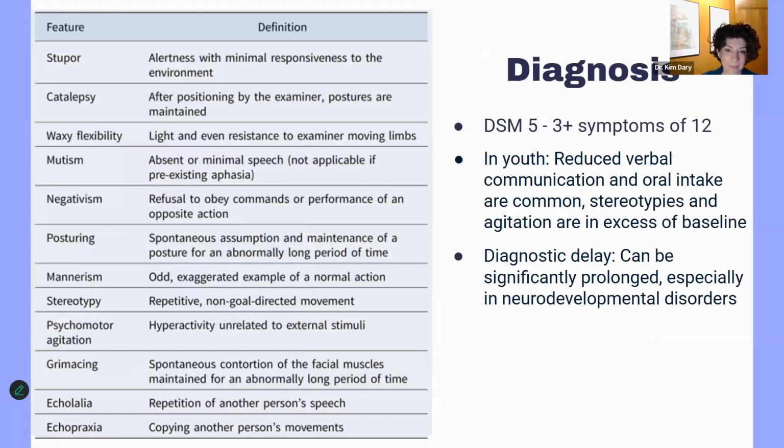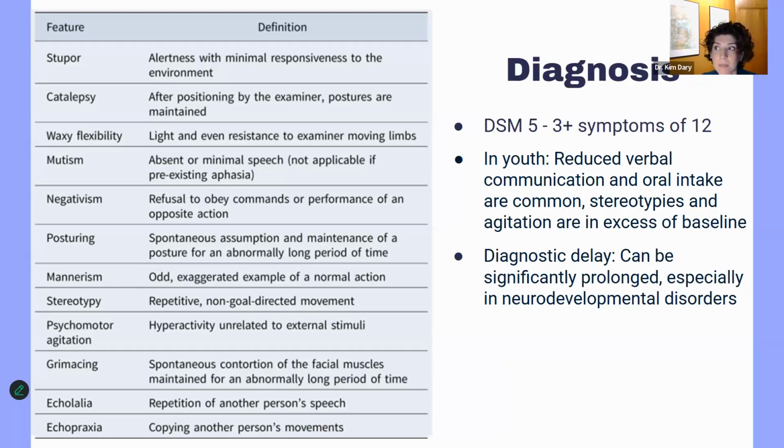Next. So when we think about catatonia, if you look in the DSM, there's 12 symptoms. I won't go through them all here. They're listed on the side of the screen. But really for diagnosis, you need 3 or more of the symptoms. I think one of the important pieces is that in youth, there's often reduced verbal communication. Reduced oral intake is very common, stereotypies and agitation in excess of baseline.